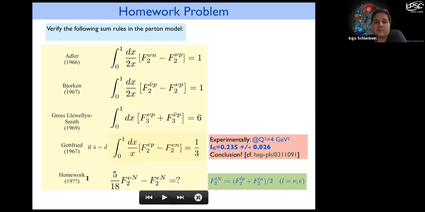And there's a famous relation that 5/18 F2 neutrino nucleon is quite similar to F2 electron nucleon. Okay, so it's a good exercise to work this out. What is really here on the right side. And experimentally, the Gottfried sum rule indeed gives a value which is smaller than 1/3, which then leads to the conclusion that the down quark sea has to be bigger than the up quark sea.